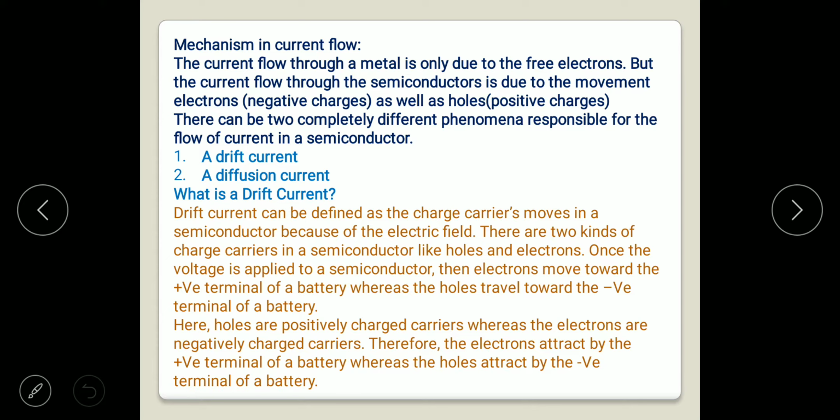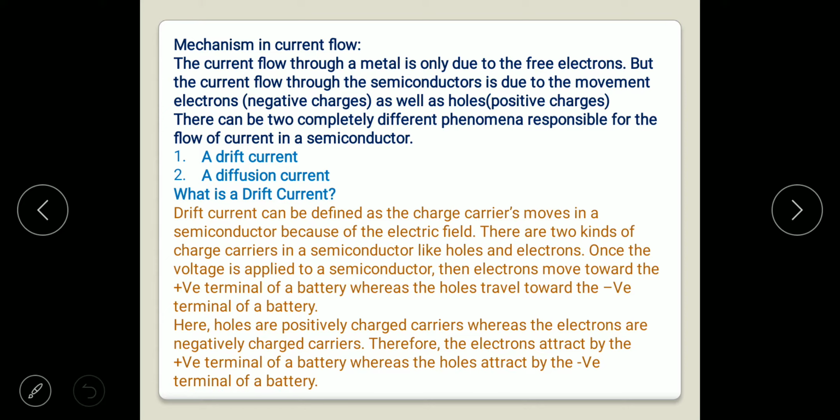So what is meant by drift current? A drift current can be defined as the charge carriers moving in a semiconductor because of the electric field. Means when we apply the potential difference, then the charge carriers move in a semiconductor. So the current flows due to that electric field applied between the two points. Because of that the current flows and that current is called drift current.